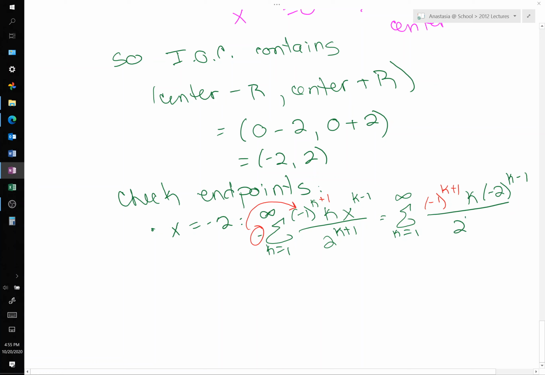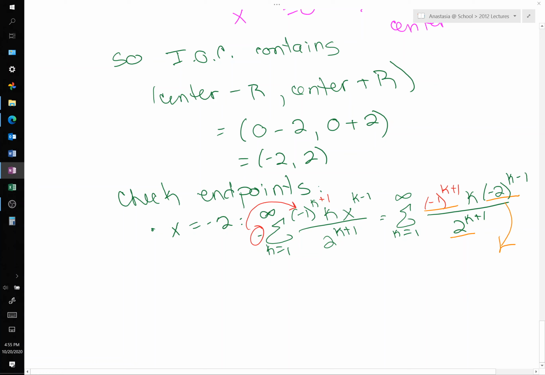All over 2 to the k plus 1. Now the way that we are going to figure out whether this converges or not is we first need to simplify it. So if you notice, we have 2 raised to a kth power, -1 raised to a kth power, and a -2 raised to something. So we need to figure out how all of these things combine.